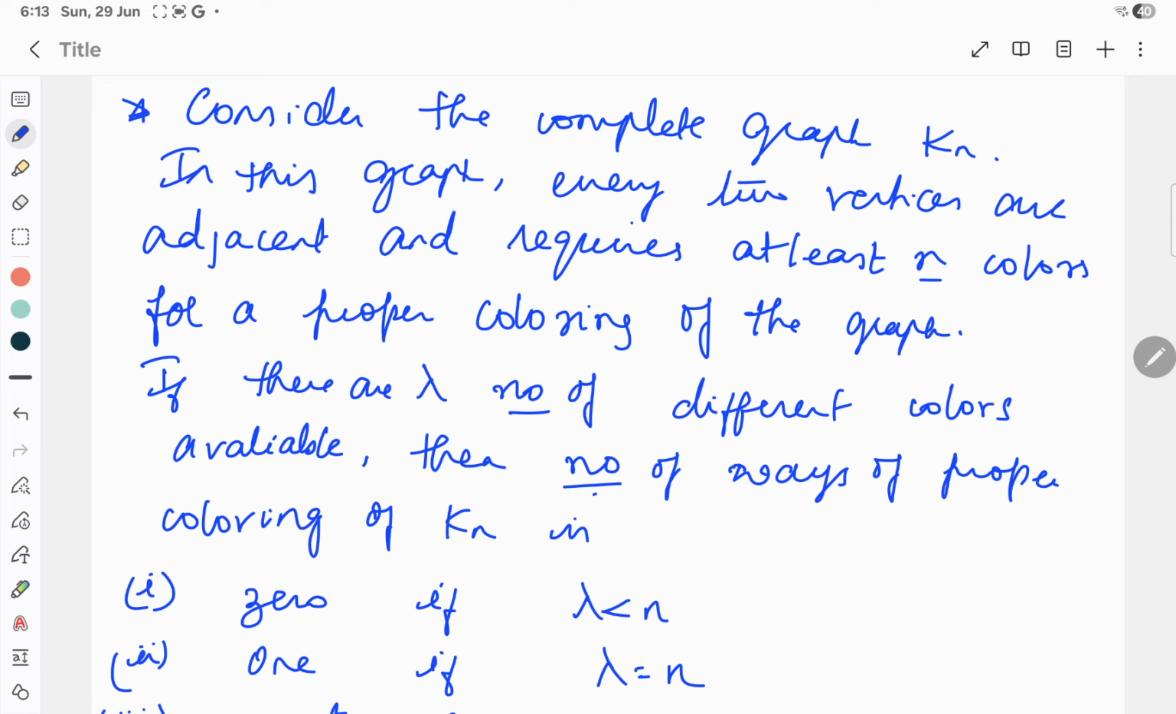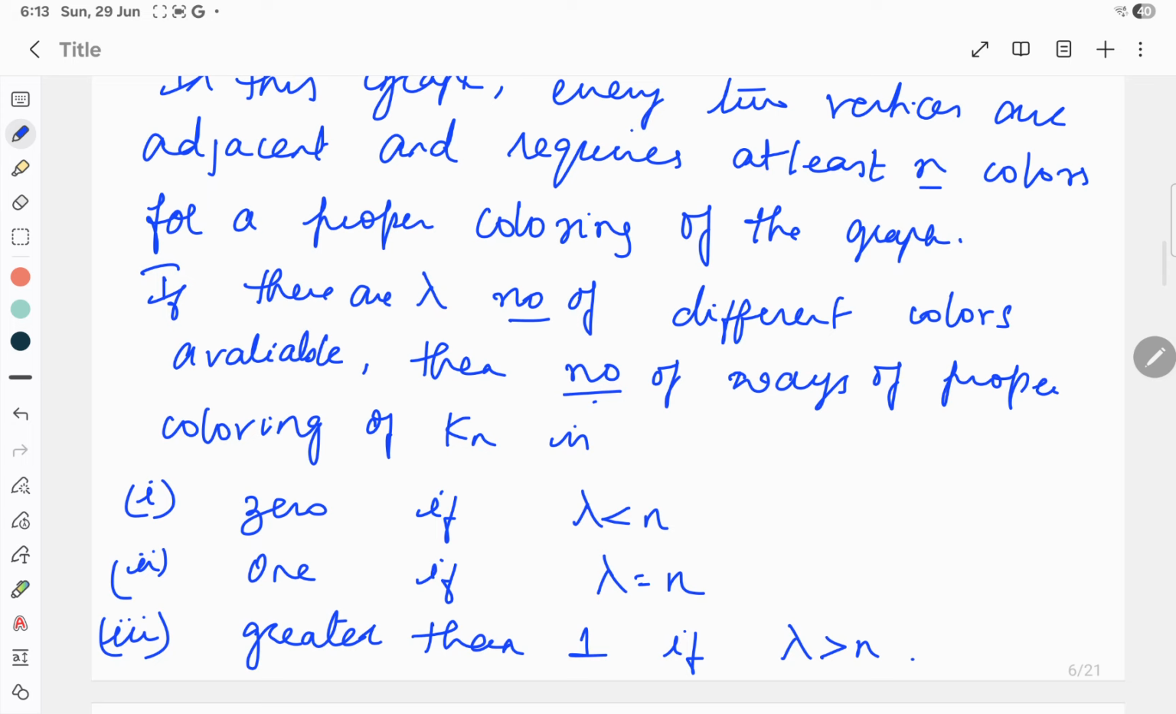If you have fewer colors than the number of vertices of the complete graph, then somewhere you will have to repeat one or two colors. You have to repeat for the adjacent vertices, but that is not a proper coloring and therefore it is 0, right?